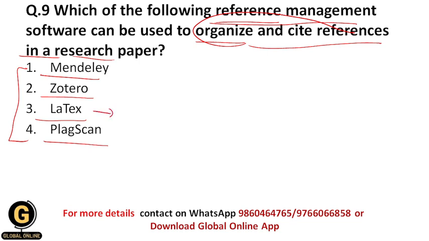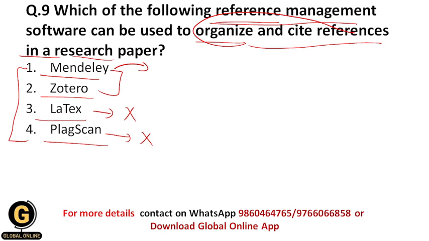So LaTeX is nothing but what? A paper formatting software. This is not a reference management software, so this option is getting eliminated. PlagScan is a plagiarism detection software, so this is also eliminated. So now you need to select the precise option from these two options, because both of these are reference management softwares. So now let us see what is Mendeley.